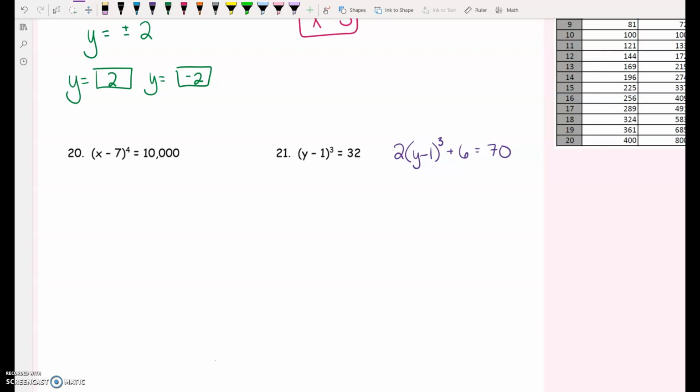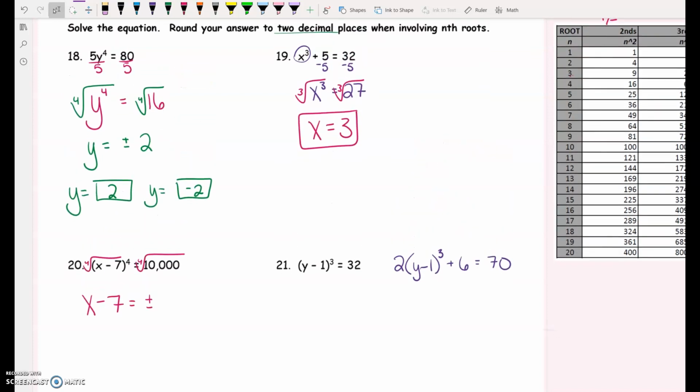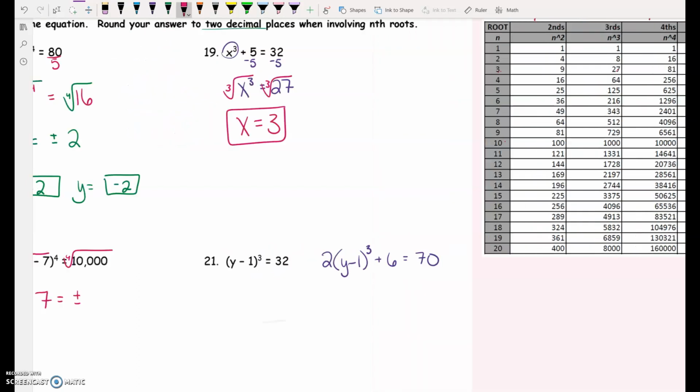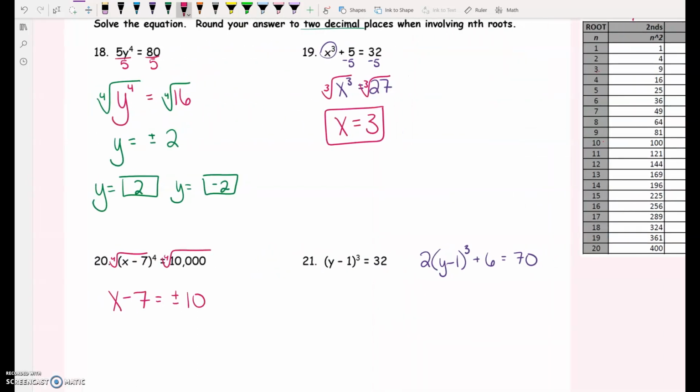Think of the exponent as a lock, and you can't do anything to the x minus 7 until that lock is gone. And now that we know about fourth roots, we can get rid of that lock. So we are going to do the fourth root of both sides to get rid of that exponent of 4. So x minus 7 equals positive or negative, because it's an even root. The fourth root of 10,000, you might even know this one off the top of your head, is 10. So we have plus or minus 10.